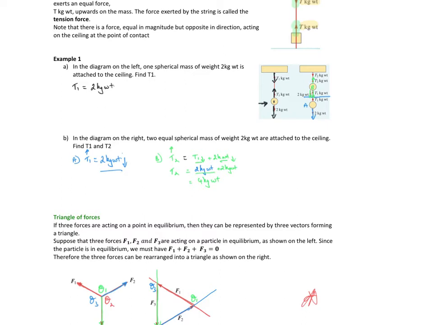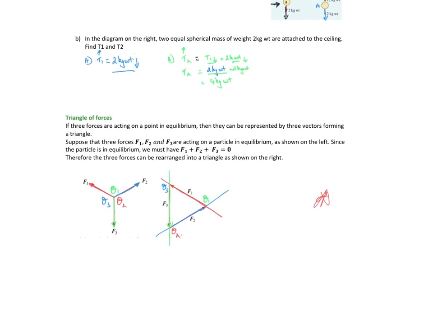If we have multiple forces in play acting on a point and they're in equilibrium, which means that they're stationary, let's just get rid of that and I'll redraw that. It means we can draw a triangle of forces.